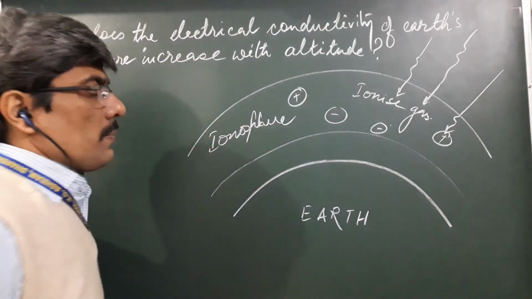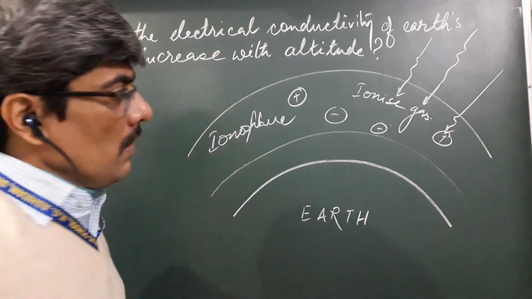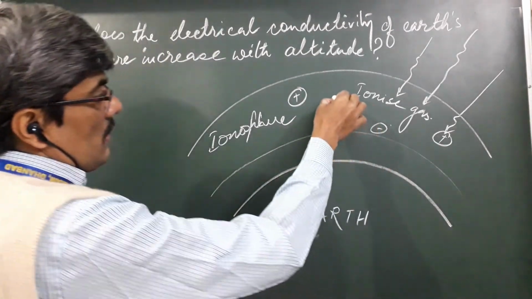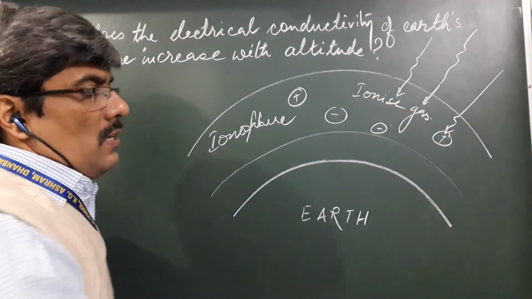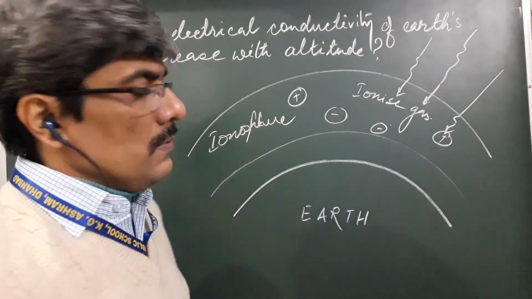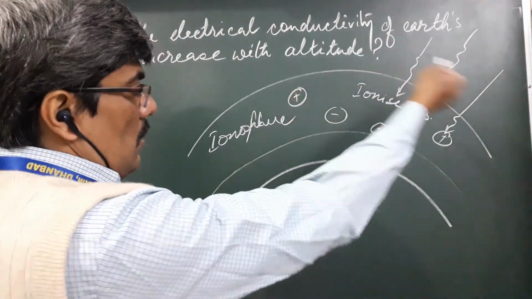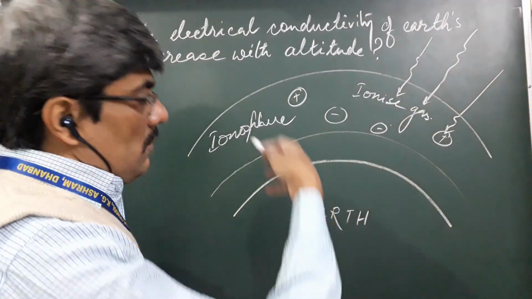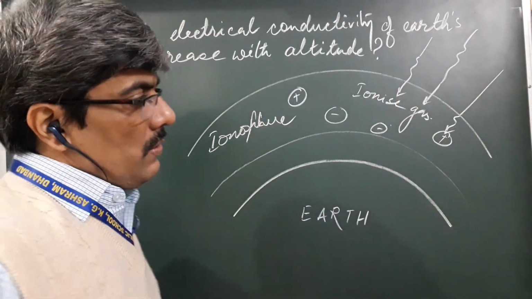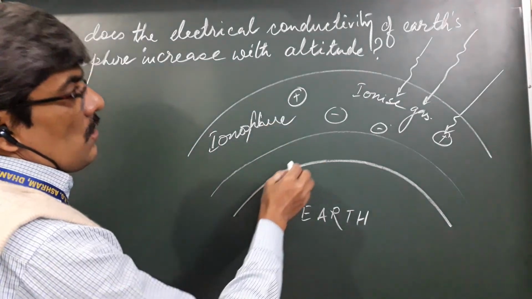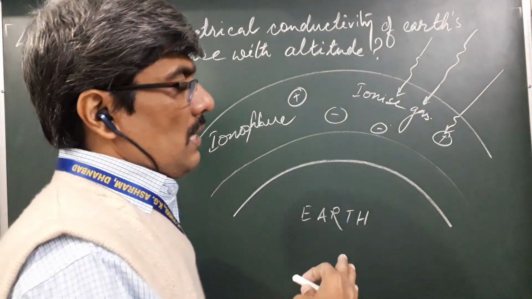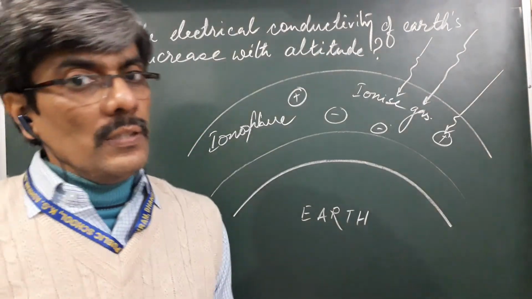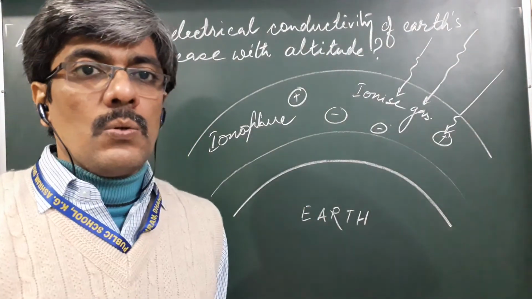That's the ionosphere. So that is the main reason why the electrical conductivity of this part is more, because we have a large number of current carriers. See, ions can easily carry a current. So that is the main reason why, with the increase in altitude, the electrical conductivity of the atmosphere goes on increasing.